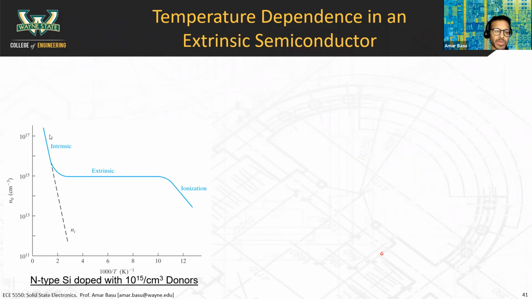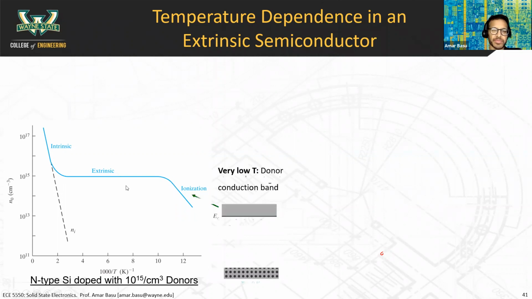The first thing you'll notice here is that the electron concentration depends on temperature. Initially, you might be thinking, why does it depend on temperature? But once you go through these different steps, it ties in exactly to the concepts that we talked about earlier. There are 3 regions here. The first is the ionization region.